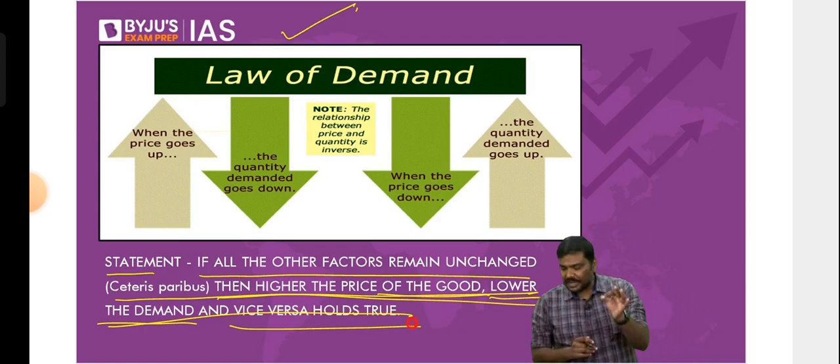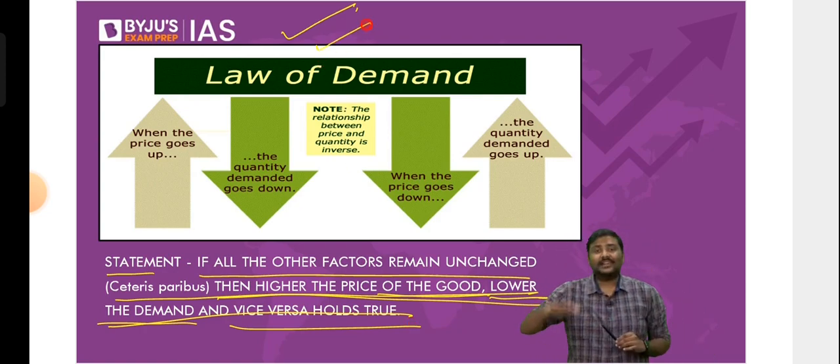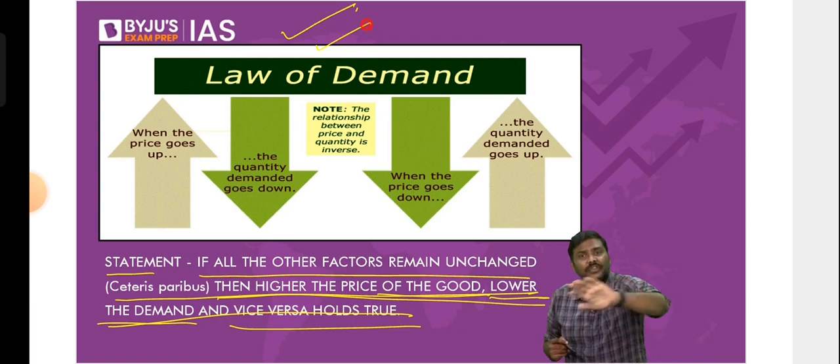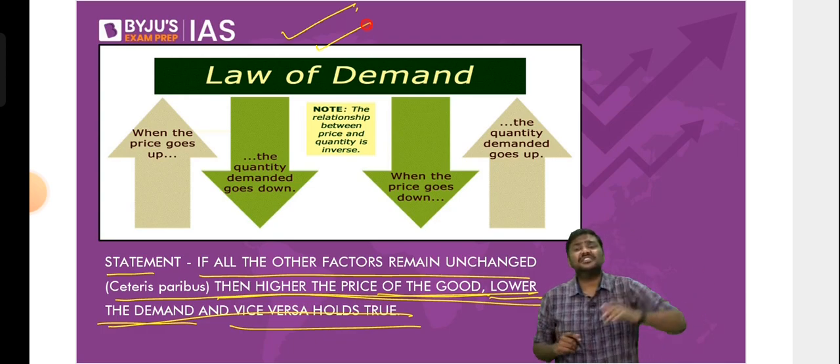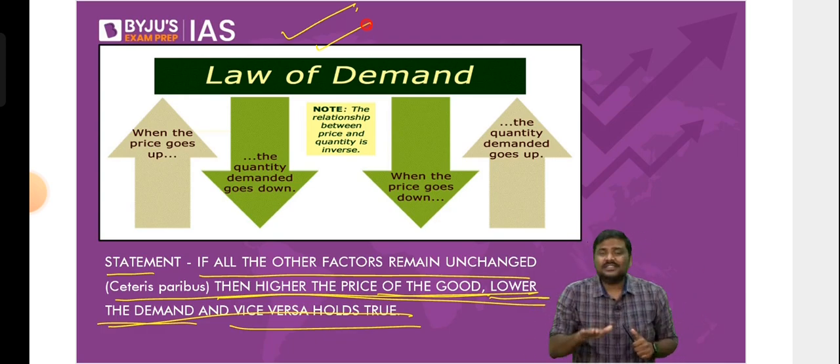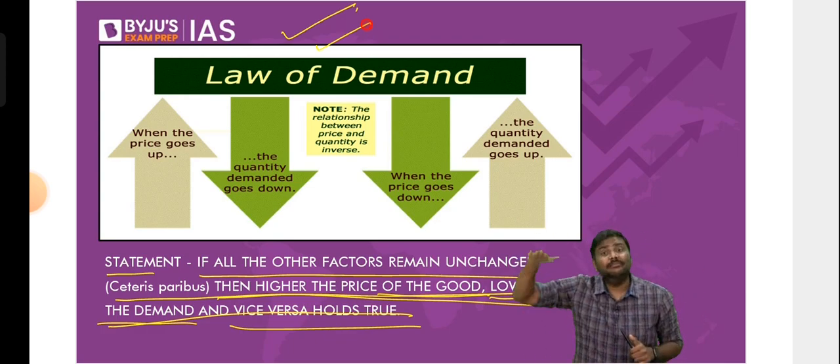I'll repeat the statement. The law of demand simply states that if all the other factors remain unchanged, what do I mean by all the other factors? Your taste and preference doesn't change, your income doesn't change, the price of the related goods doesn't change. Nothing else changes. Only the price of the good will change. And the law of demand says that when the price of the good changes, the demand for the product will also change.